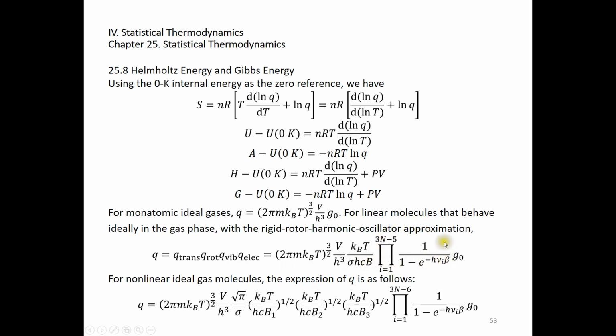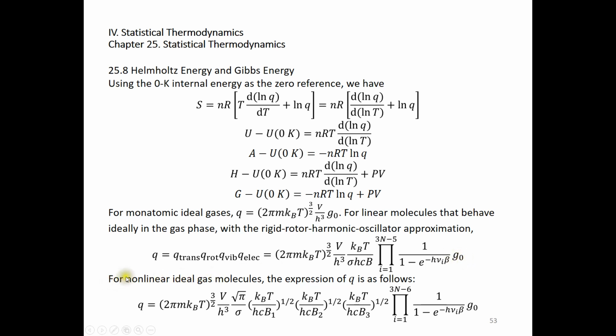And now we have the vibrational partition function. We have 3N minus 5 vibrational modes. For each vibrational mode, this is the partition function, 1 over 1 minus e to the power of negative h nu sub i beta. Nu sub i is the frequency of the ith vibrational mode. Beta is 1 over kB T. Finally, the electronic partition function is assumed to be just g0.